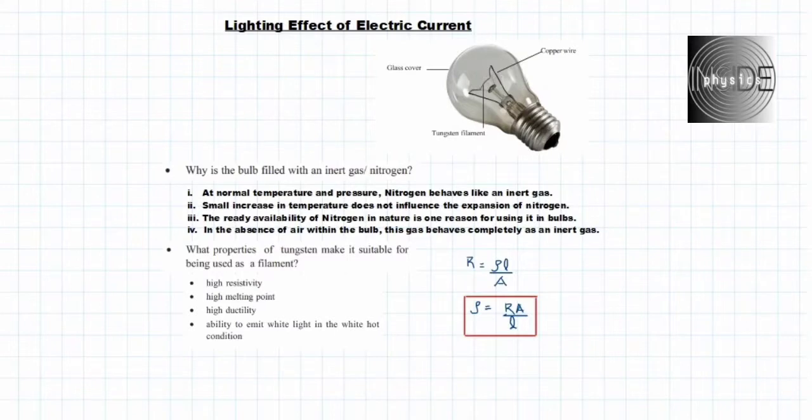So moving on, here we have an incandescent lamp, which is also known as a filament lamp, which is covered by a glass cover, and inside the bulb we have a tungsten filament. Tungsten is a metal, and the filament is made of tungsten metal, and on the two sides we have copper wire. So tungsten is connected at the center between the copper wires.